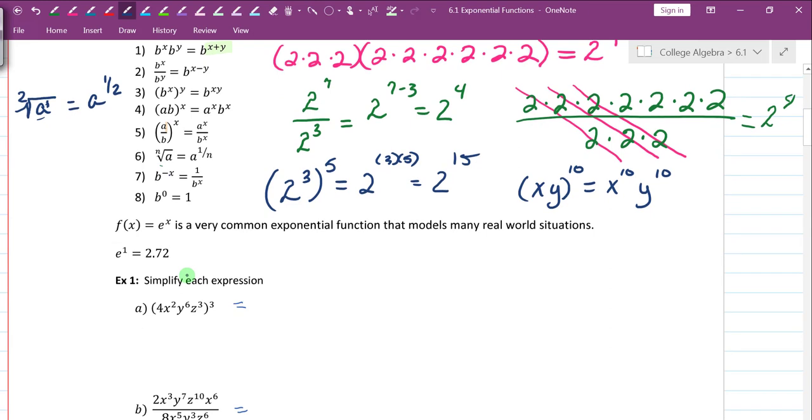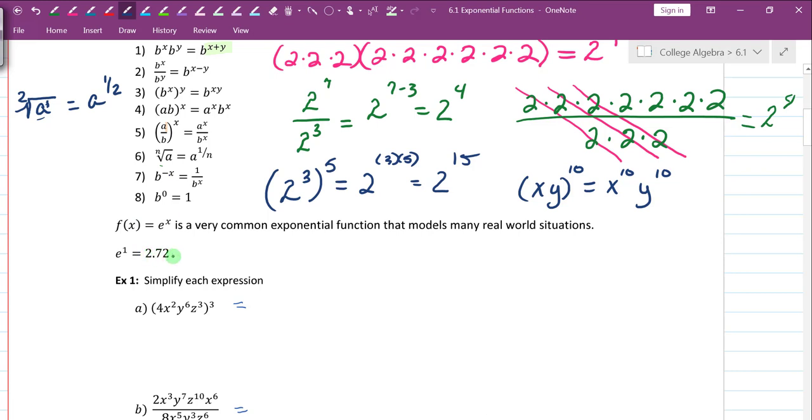We have a very common exponential function called e to the x, and it models very many real-world situations, so many that we came up with a special notation for it, okay? And e to the first is equal to 2.72.